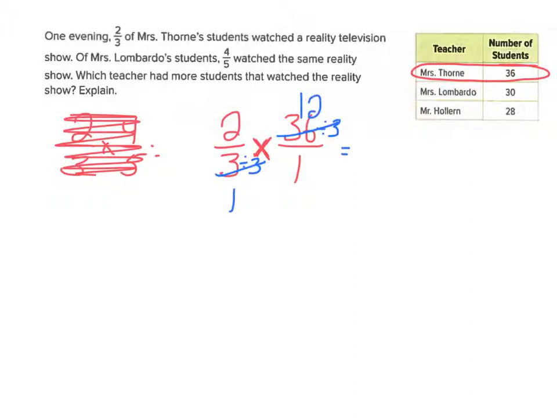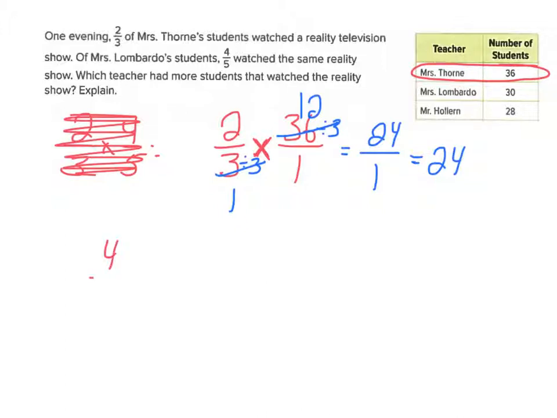And then we go ahead and multiply. 2 times 12 is 24. 1 times 1 is 1. 24 over 1 is equal to 24. So we found out what 2/3 of Mrs. Thorne's students was. Now it says of Mrs. Lombardo's students, 4/5 watched the same reality show.